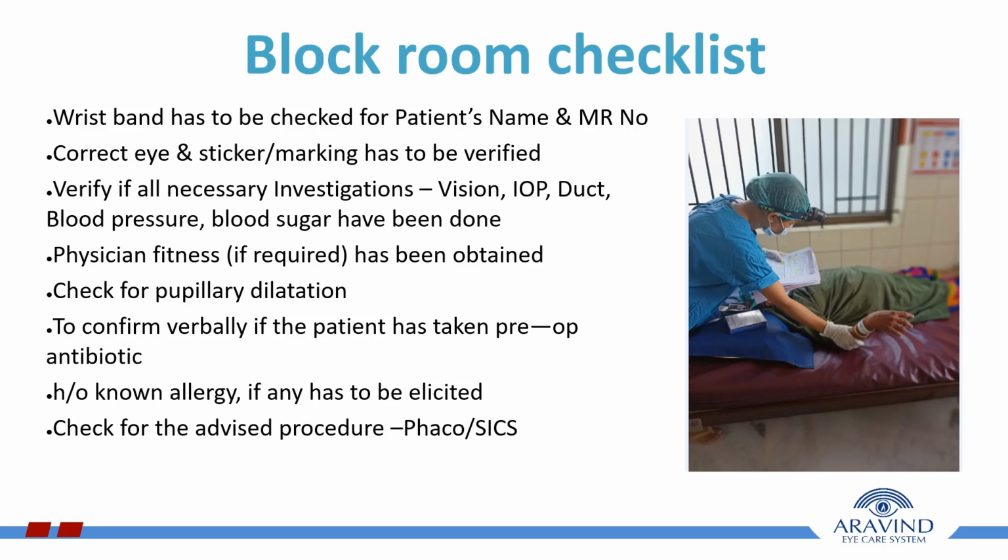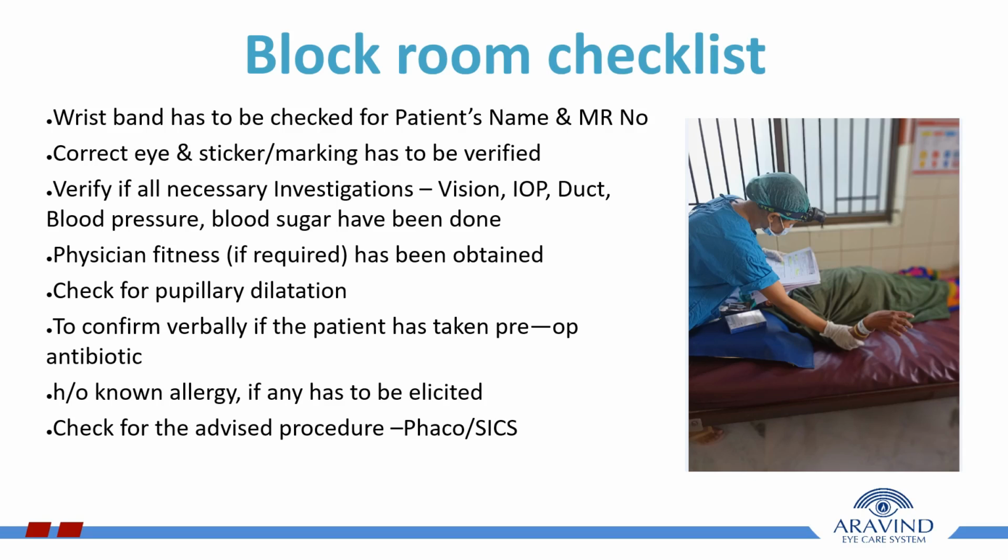Block room checklist. Wristband has to be checked for patient's name and MR number. Correct eye and sticker or marking has to be verified. Verify if all necessary investigations like vision, IOP, duct, blood pressure, blood sugar have been done. Physician fitness, if required, has been obtained. Check for pupillary dilatation. To confirm verbally if the patient has taken pre-op antibiotic. History of known allergy, if any, has to be elicited.